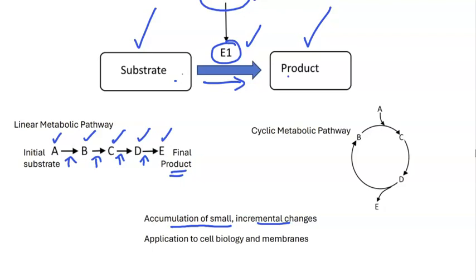This particular pattern that I'm working on now is an example of what is known as a linear metabolic pathway. Contrastingly, there are cyclic pathways in which A is the initial substrate, E is the final product, and we have this cyclic process here, known as cyclic metabolic pathways, of which we'll be looking at 2 examples in particular in respiration and photosynthesis.